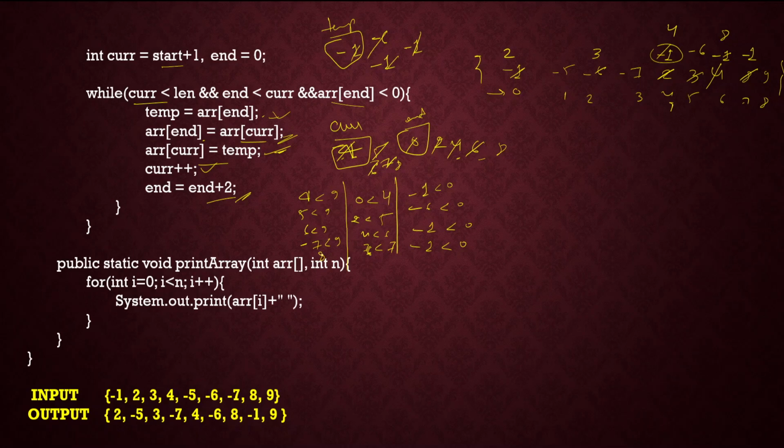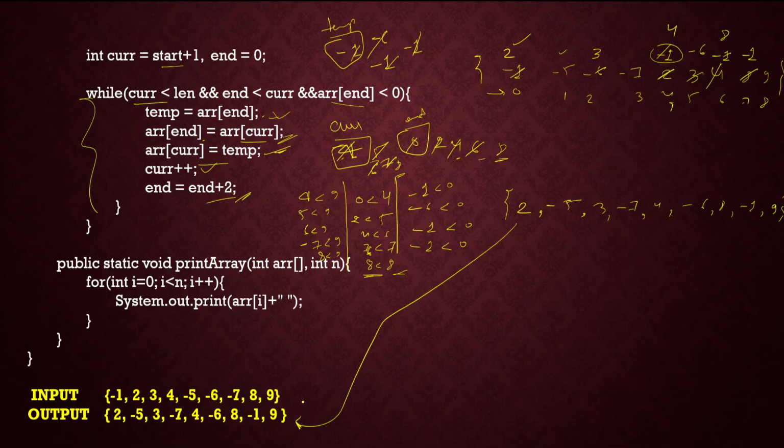Right? Now 8 is less than 9. It is correct. 8 is less than 8. Is it correct? No. Why? What we are going to check is end less than current. No, it is false. So this is also completed. Now we can do the printing process. What is our current array? -2, -5, -3, -7, -4, -6, 8, -1, and 9. This is our output, and you can match it to the expected output.